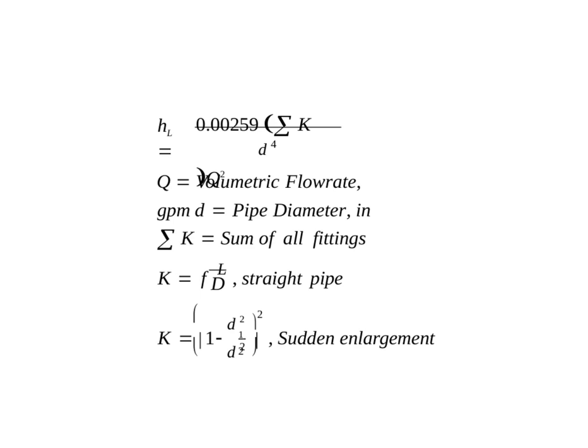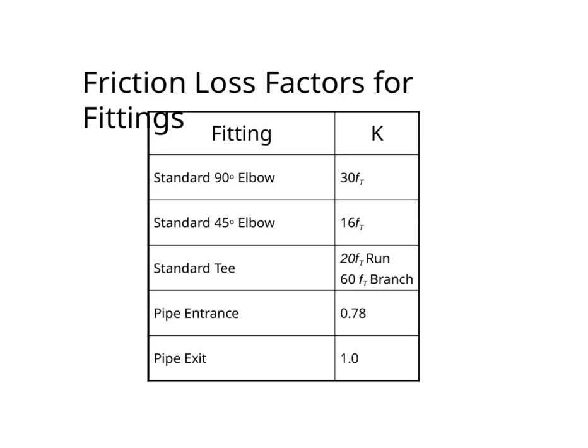For straight pipes, K relates to the friction factor and pipe length. The volumetric flow rate, Q, and pipe diameter, D, are key variables here. We sum all the fitting losses to understand the total impact on flow. This helps us calculate head loss, which is critical for designing efficient piping systems.